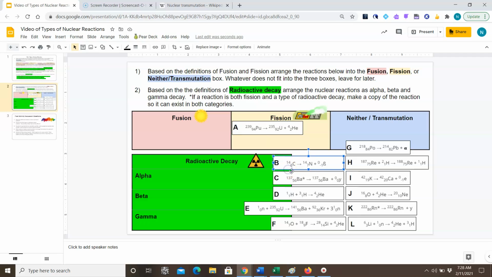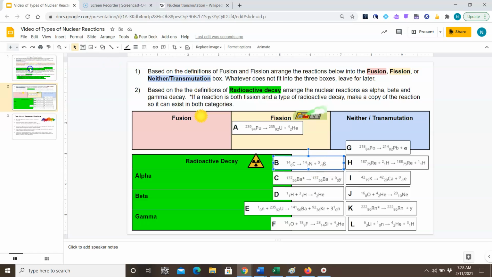Now, how about B? Well, we're starting with carbon-14 and we're making nitrogen-14, and this is called a beta particle, by the way. But let's say you didn't know that. You're making this other particle here. Okay, so what is that? Now, looking at this, you may think, oh, this is fission. We're starting with one thing and we're splitting it apart into two or more things.